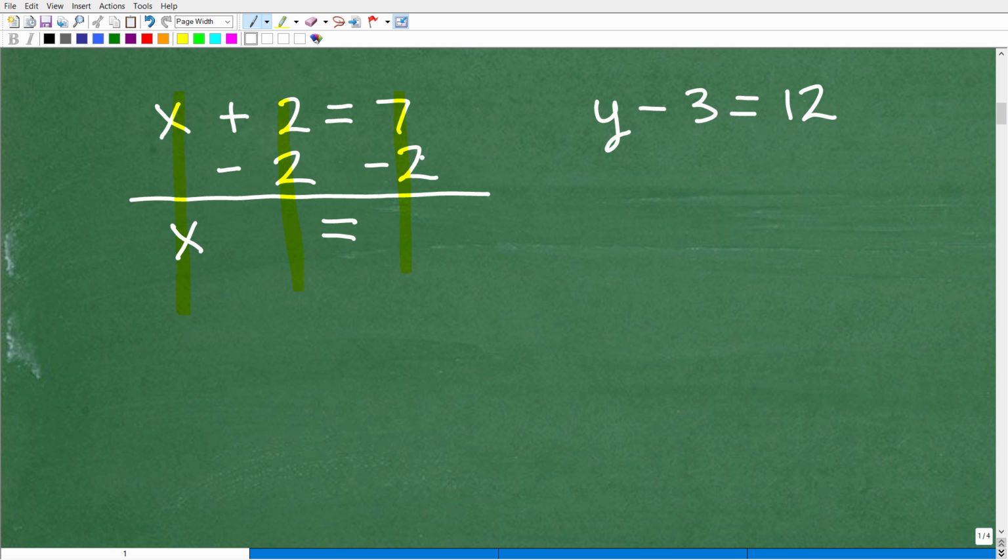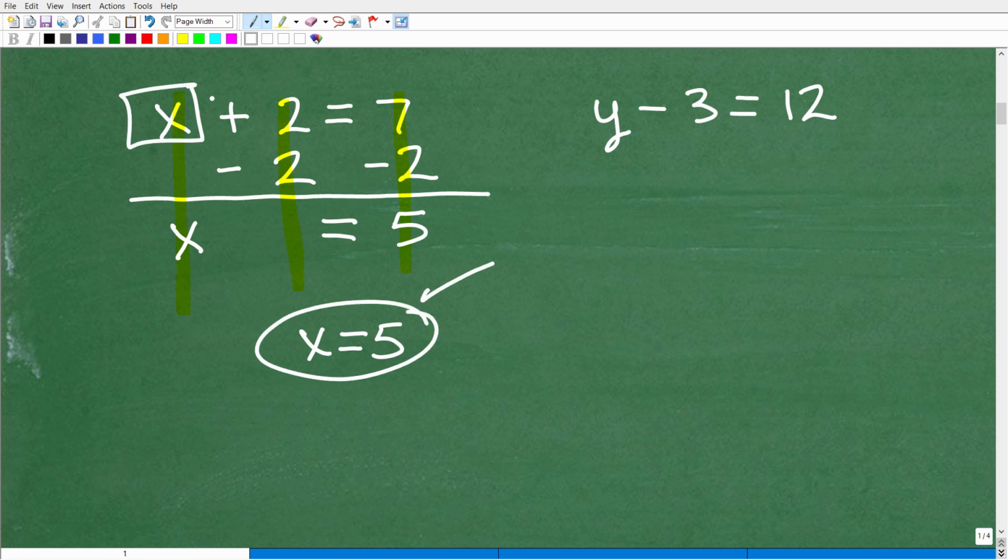Now I have 7 plus a negative 2, or 7 minus 2, that is 5. Okay, so I have x is equal to 5, and that is the solution. Of course, we knew that because if we thought of this as the box, what number goes in here to make this true, it would be 5.